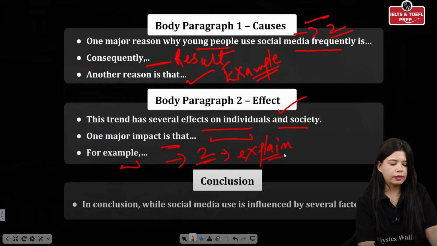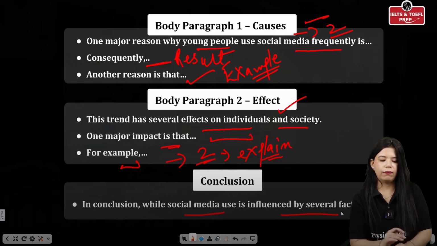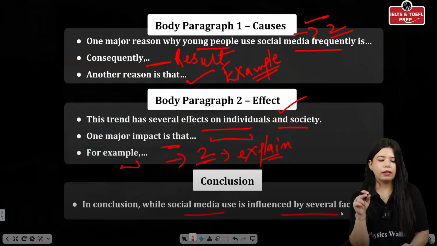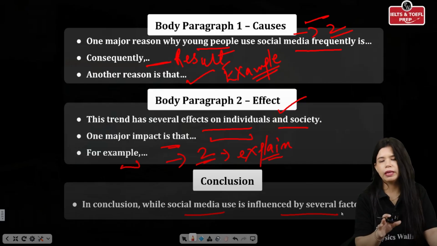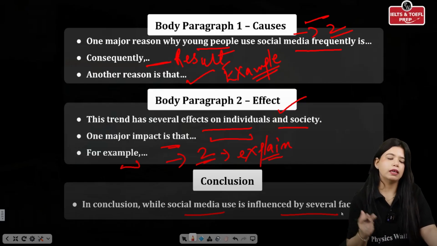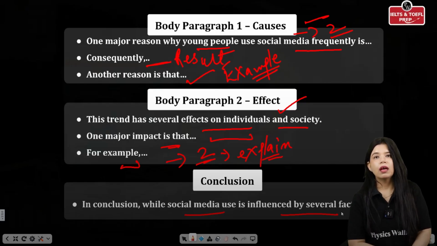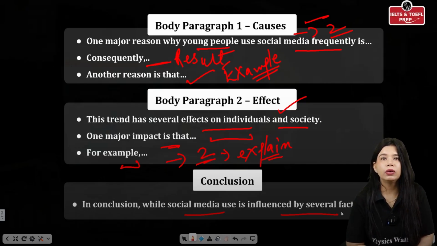Moving on, it says, in conclusion, while social media use is influenced by several factors such as this and that, its effects are ABC. So, I mean, in short, you'll have to summarize what you said above. But yes, in conclusion, avoid writing any new ideas.